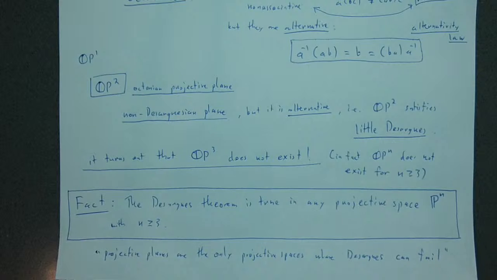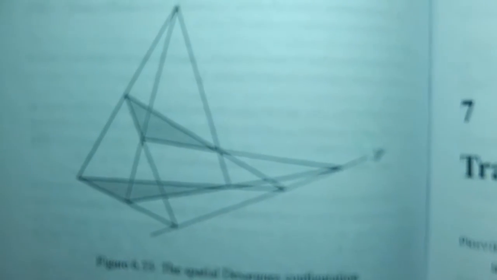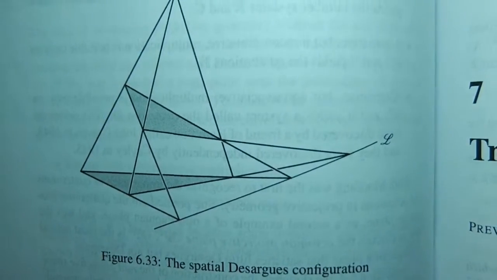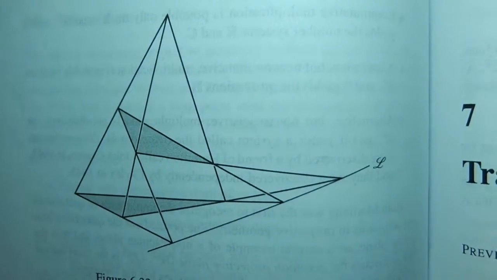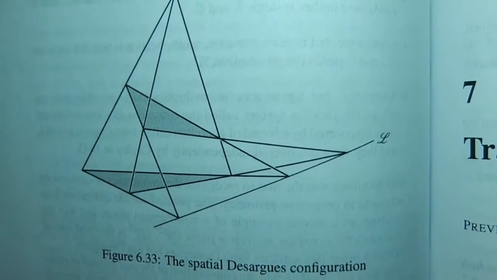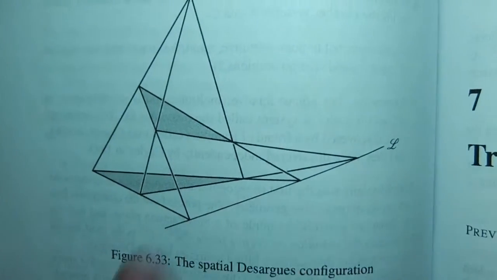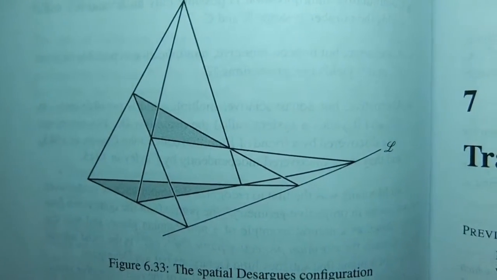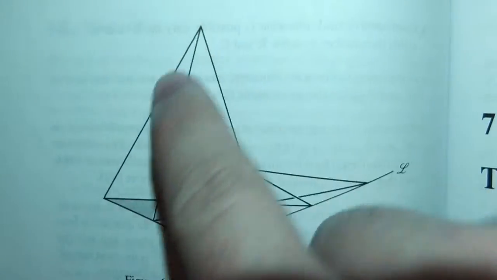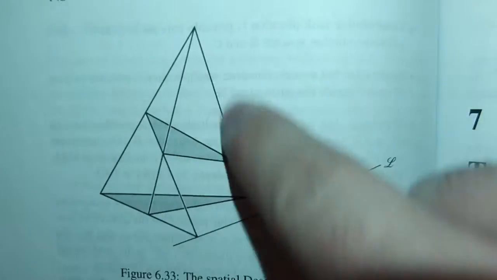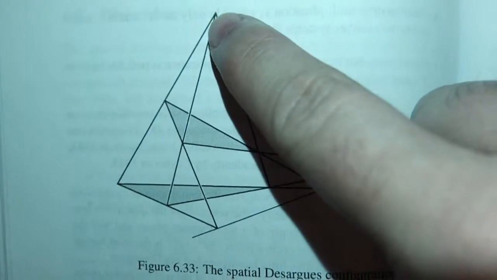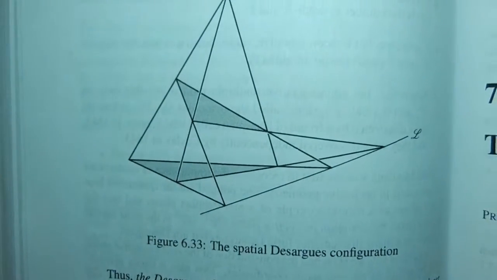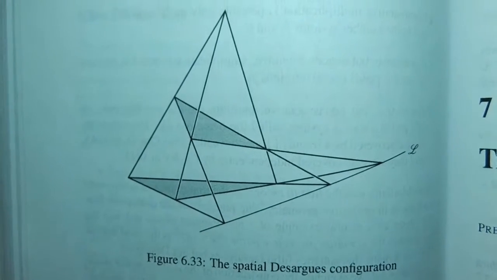Okay, and so the main case to take note of is the following. I have two triangles in space, and these two triangles are not in the same plane. So I have two shaded triangles. What do I do? These projection lines are me drawing lines through the corresponding vertices of these triangles.